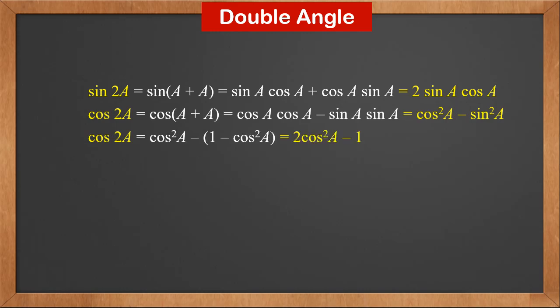Since sine squared A is equal to 1 minus cosine squared A, cosine 2A is also equal to 2 cosine squared A minus 1. Since cosine squared A is equal to 1 minus sine squared A, cosine 2A is also equal to 1 minus 2 sine squared A. So there are 3 formulae for cosine 2A.